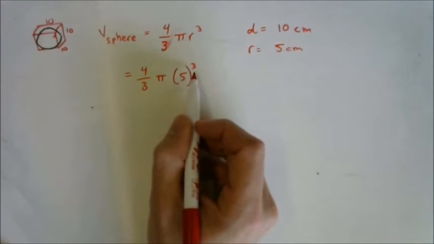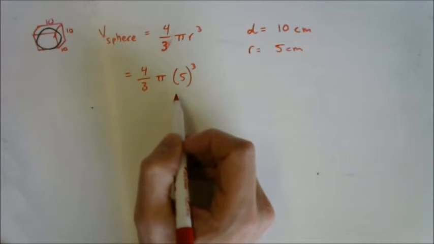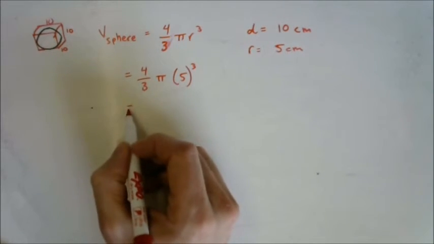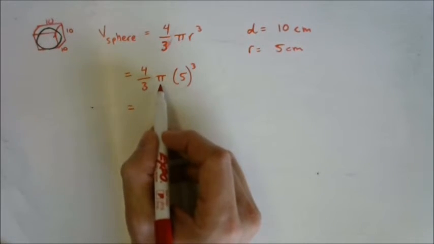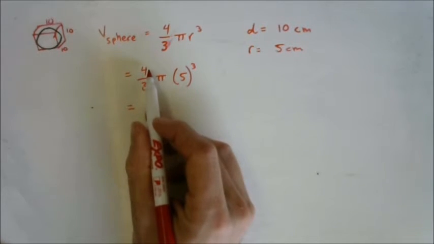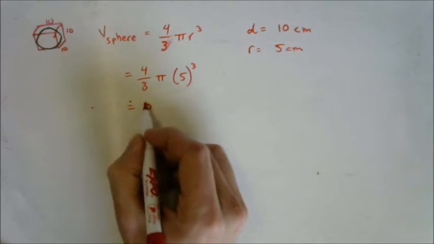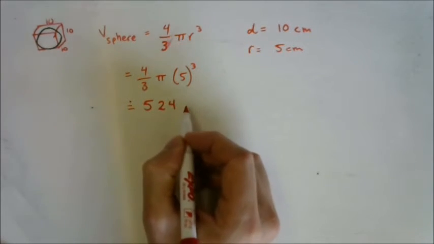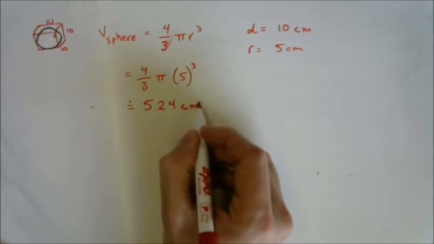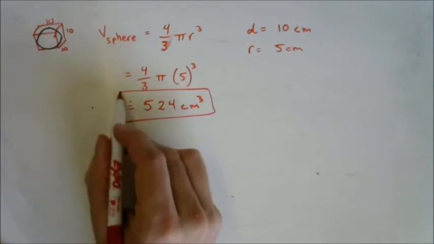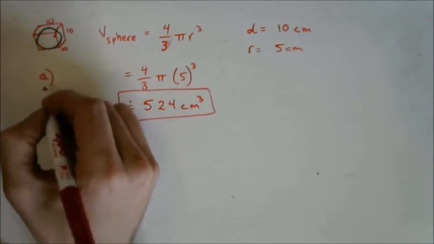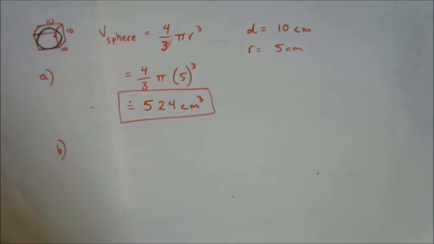All right, here we go. 5 to the power of 3. You can do that in your head. 5 to the power of 2 is 25, times another 5 is 125. Okay? So times that by pi, times that by 4, divide by 3. You get 523.6, approximately 524 cubic centimeters. That's A. Now B says how much space is left over in the box.